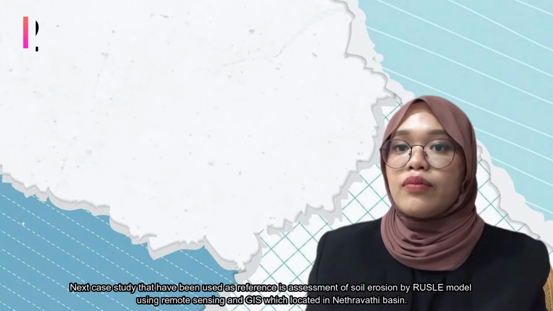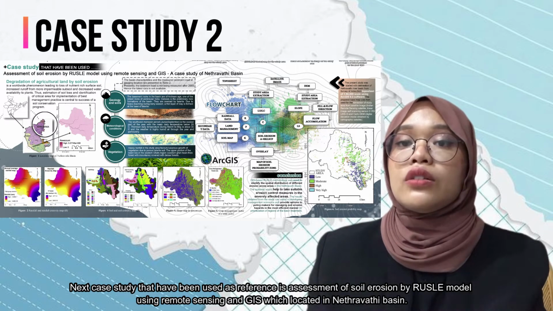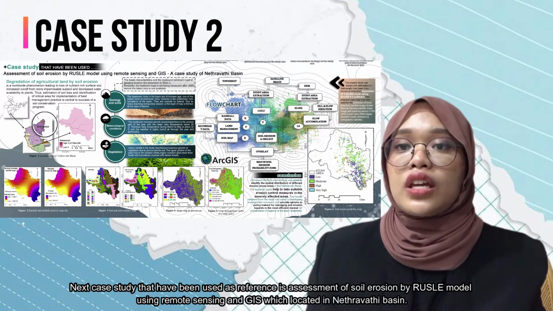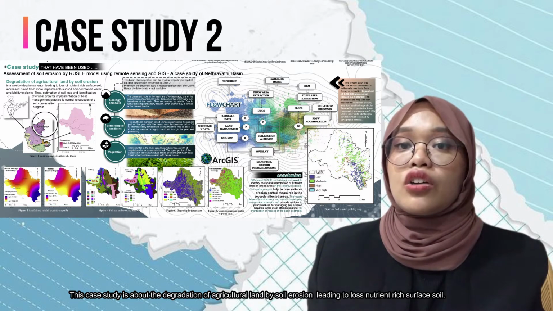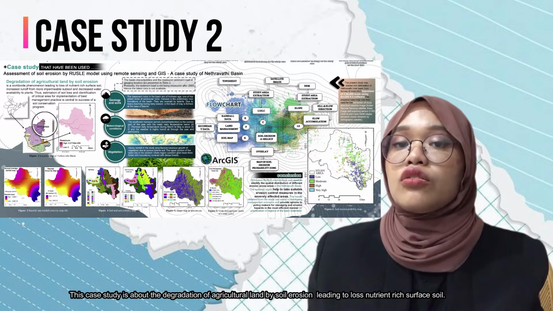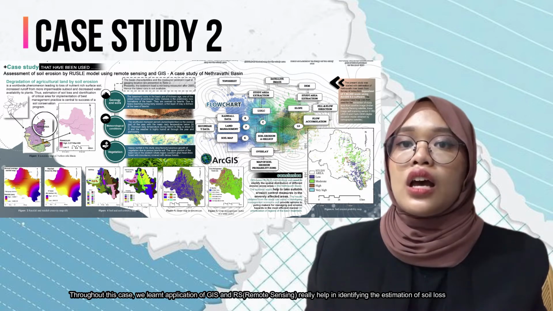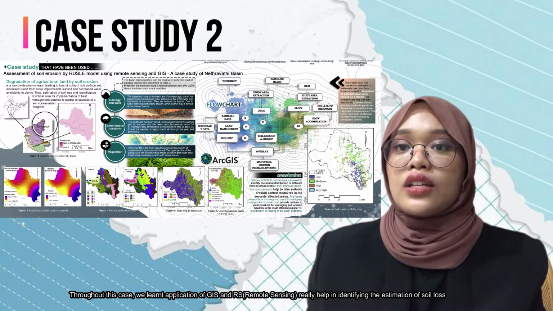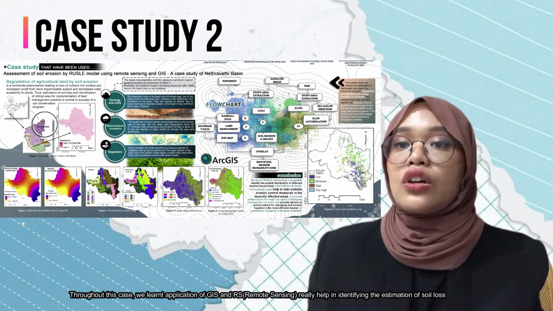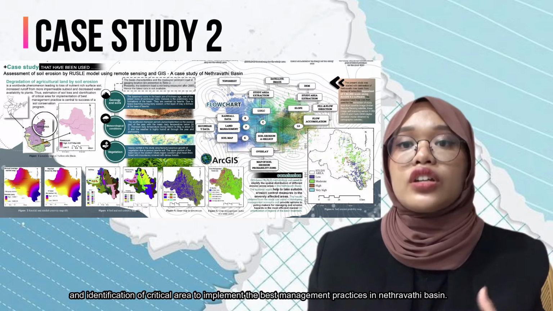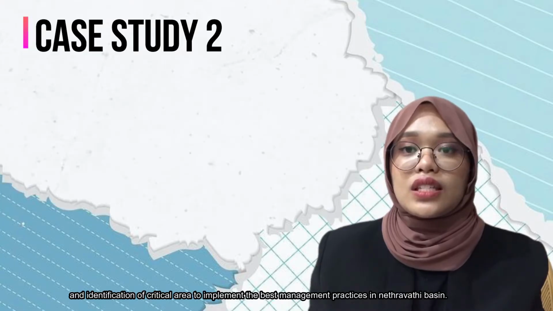The next case study that we used as reference is assessment of soil erosion by RUSLE model using remote sensing and GIS, located in Netrabati Basin. This case study is about the degradation of agricultural land by erosion, leading to loss of nutrient-rich surface soil. Throughout this case, we learn that the application of GIS and RS, remote sensing, really helps in identifying the estimation of soil loss and identification of critical areas to implement the best management practices in the Netrabati Basin.